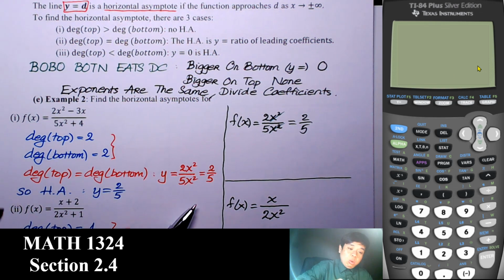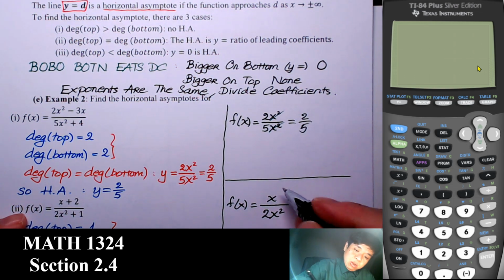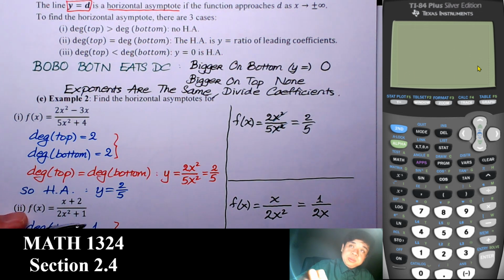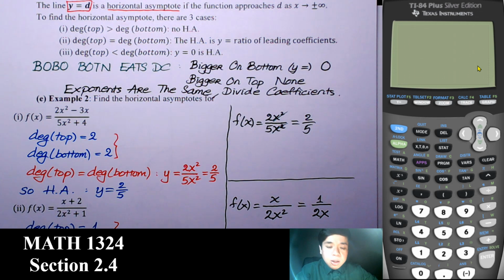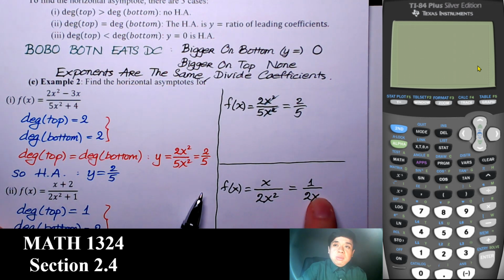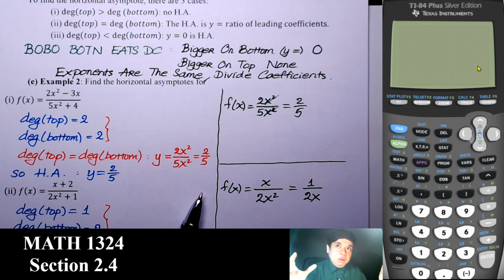We can cancel one of the x, and when it cancels out, we have 1 over 2x. Now, remember the definition of horizontal asymptote is where x approaches infinity. So think about this. We have 1, just 1. The bottom, x could go to infinity or negative infinity.